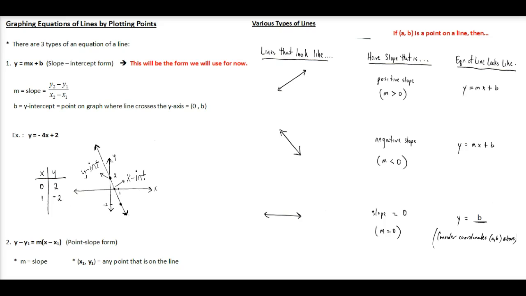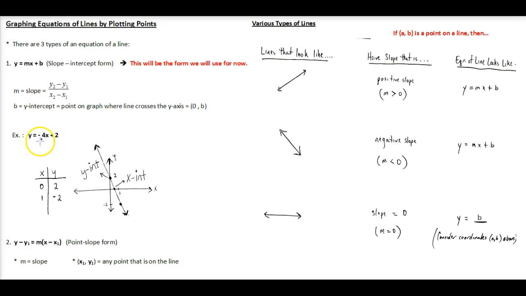So we see, to start off, we have three different types of an equation of a line. The first type, which is the most popular, would be the slope-intercept form. We call it the slope-intercept form because that is the information that it gives us. The m gives us what the slope is, or how the graph rises or falls. And the b gives us the y-intercept, which is the point on the graph where the line crosses the y-axis.